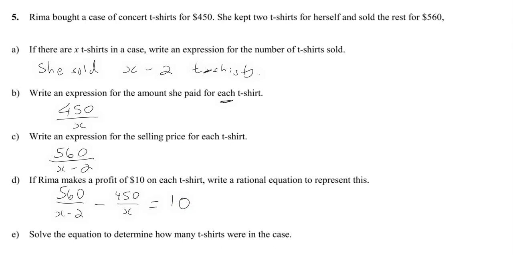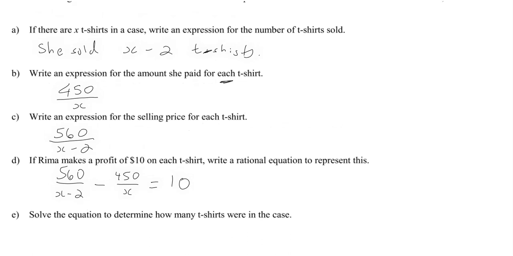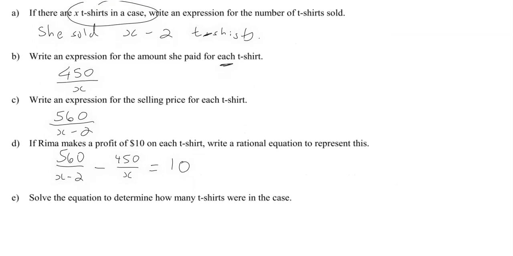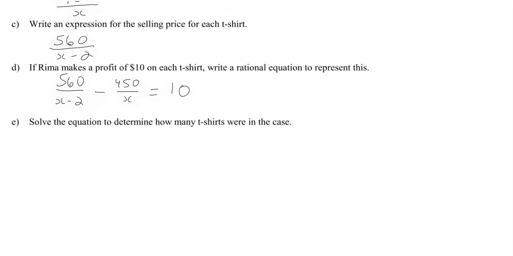Solve the equation. Okay, so the number of t-shirts in the case is x, right? So we're solving for x. How many t-shirts were in the case? So we'll start here by saying x can't be 0 or 2. And really, there has to be more than 2 t-shirts in the case because she kept 2 for herself and sold the rest for $560, and nobody's paying $560 for an empty bunch of t-shirts.